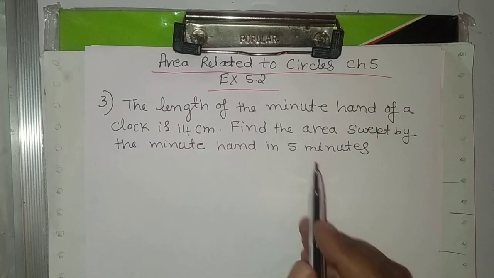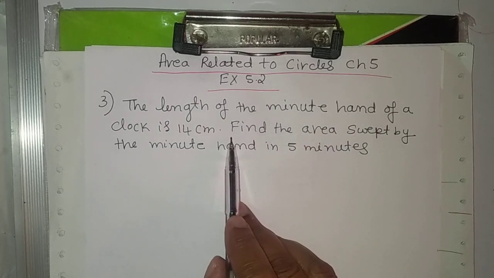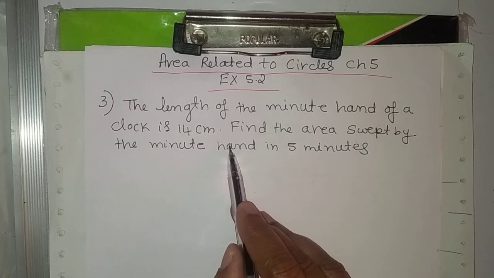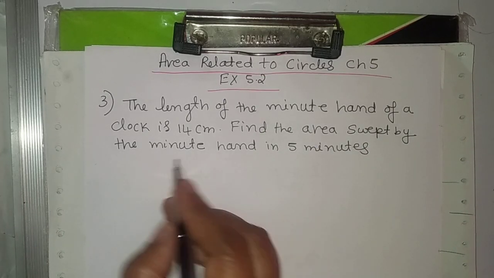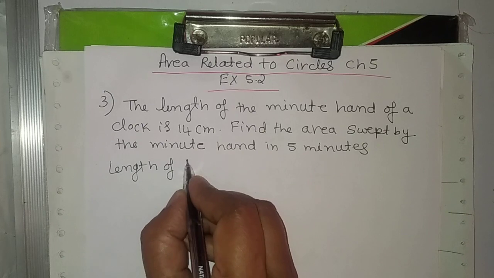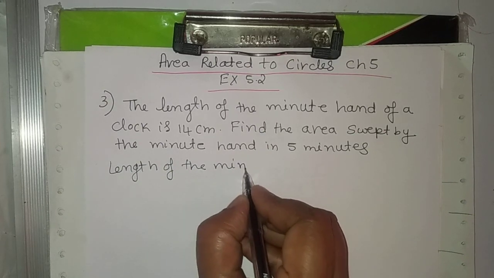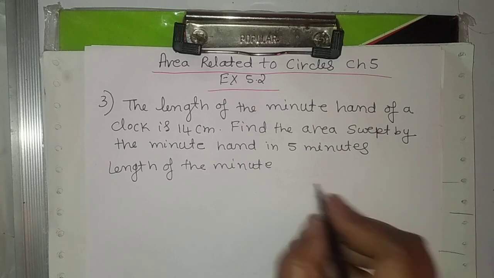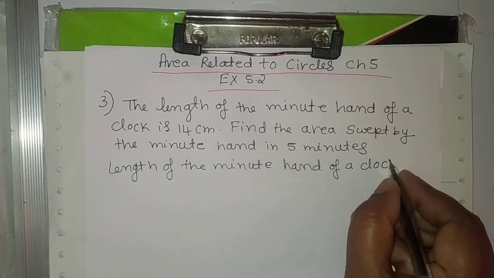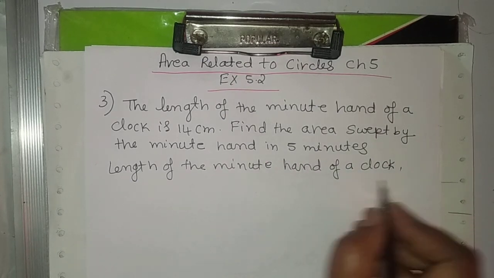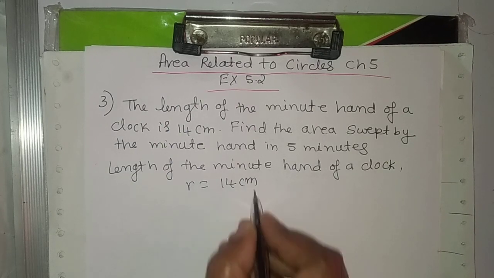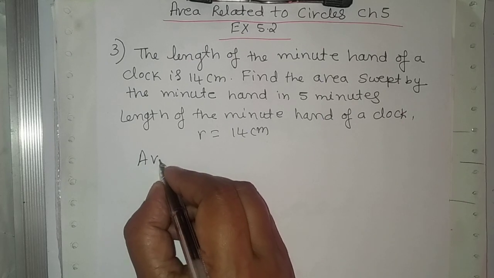The third one is: the length of the minute hand of a clock is 14 centimeters. Find the area swept by the minute hand in 5 minutes. So we'll directly go to the question. This is related to a clock. What are the data given? The length of the minute hand of a clock, that is the radius, is 14 centimeters, and the area swept. One more data is given.